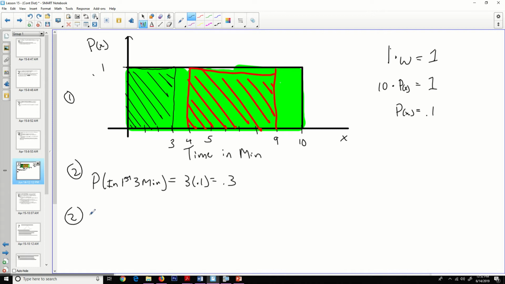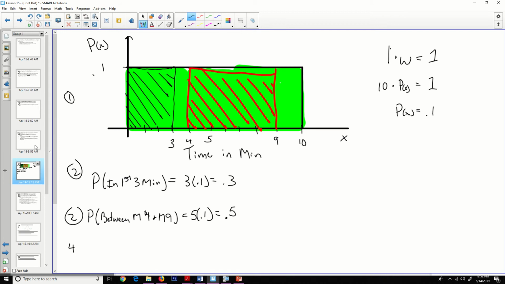So the probability between minute 4 and minute 9 is going to be the area of this particular region that I've done in red. And there's 1, 2, 3, 4, 5 along the x-axis and still 0.1. And so that value is going to be a 50% chance, 0.5.